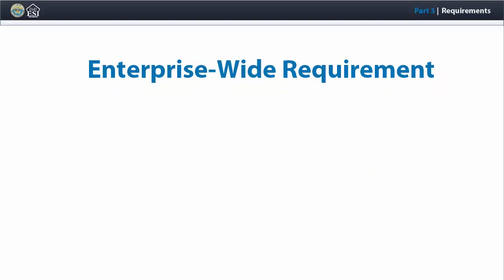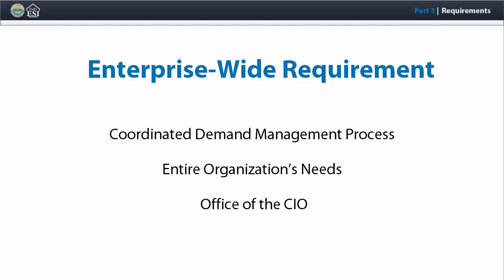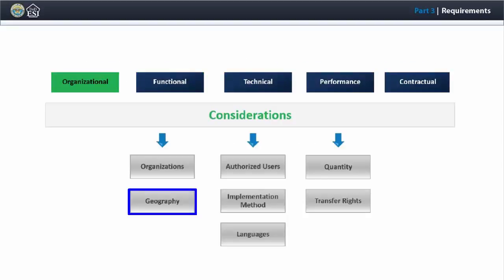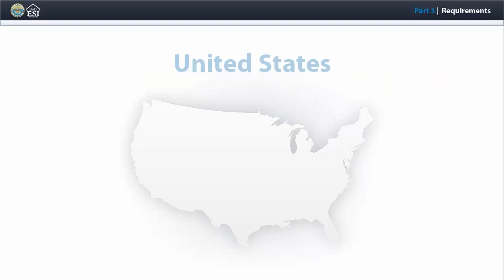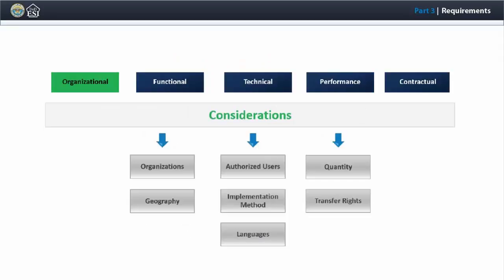When you have an enterprise-wide requirement, it is important to have a coordinated demand management process that takes into account the entire organization's need for the products. This is generally coordinated by the Office of the CIO. Identify the geographic area where the software will be used. For example, will the software only be needed in one location in the United States or multiple locations around the country or world? Decide which is the best software implementation method for your organization.